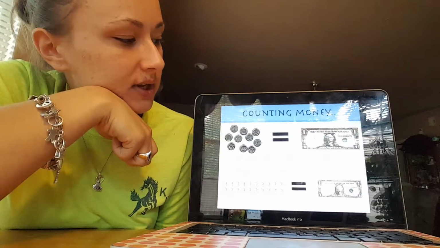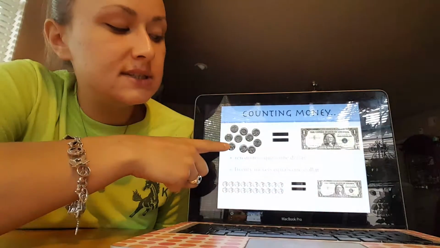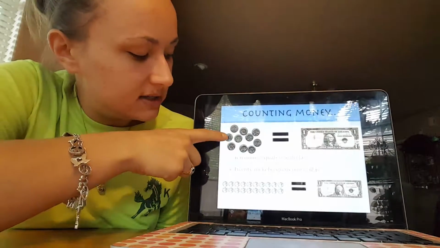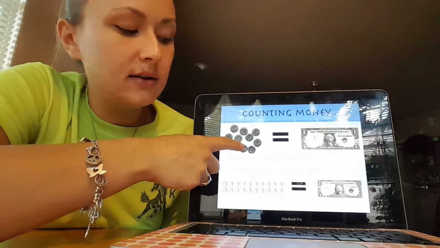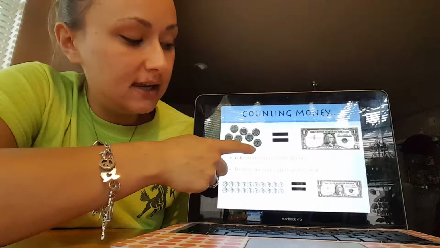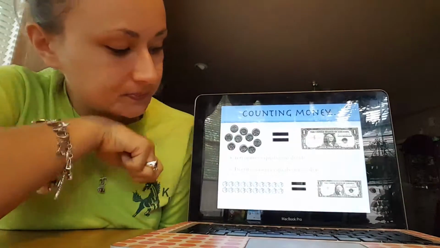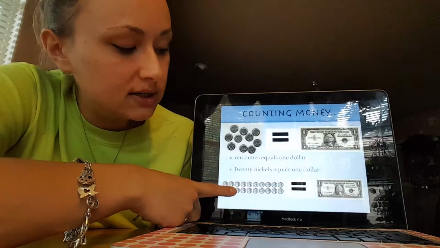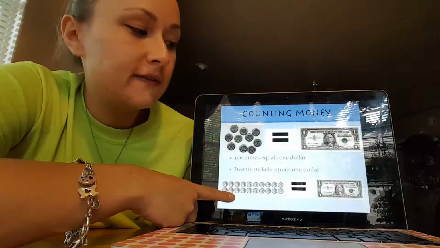And then to get $1 out of dimes, you have 10 dimes equals $1, because it would be 10 cents, 20, 30, 40, 50, 60, 70, 80, 90, 100 cents is $1. And to get $1 out of nickels, you would need 20 nickels, because nickels are each worth 5 cents.